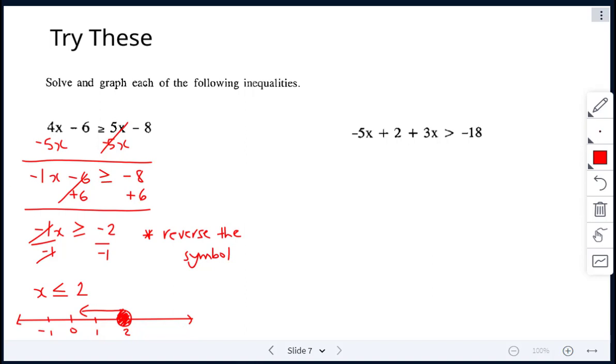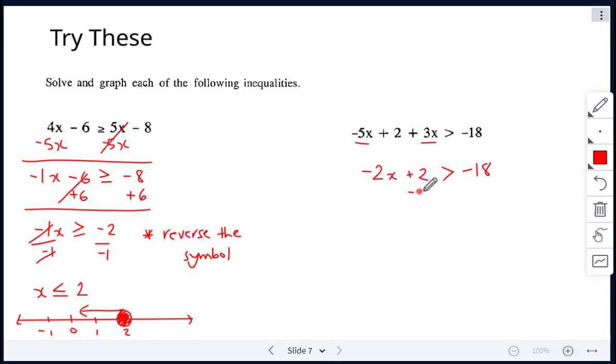This next example, we have a negative 5x and we have a positive 3x on the same side of the equation. So here, before we start, we can collect those two together. Negative 5x plus 3x, that gives me negative 2x. Then I have the plus 2, and it's greater than negative 18. All right, now I can go ahead and start solving for x.